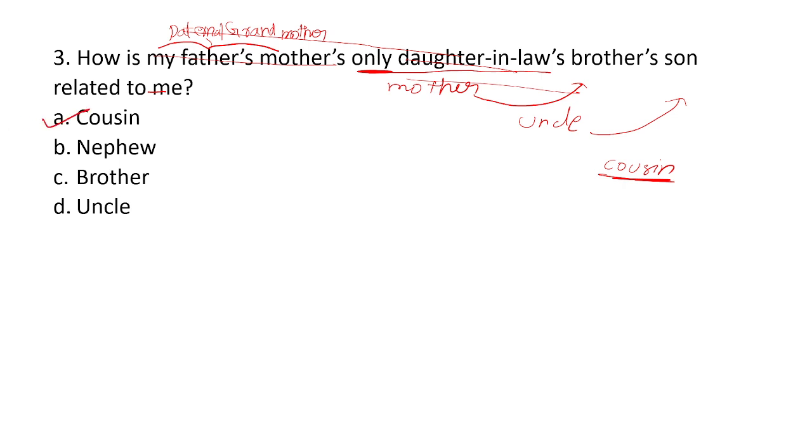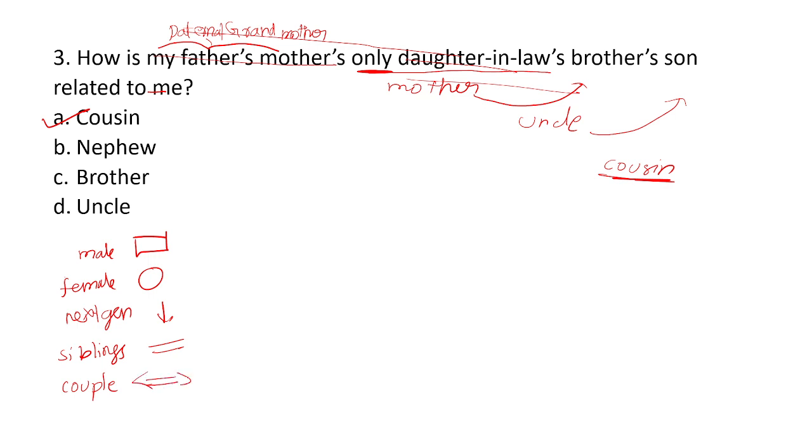If you are unable to relate this right away, I'm going to give you some help, guys. Here I'm going to use notations. For a male person, I'm going to use a box. For a female person, I'm going to use a circle. For generations, I'm going to use a downward arrow. For siblings, brother and sister, I'm going to use an equal-to symbol. The last important part is a couple, for which I'm going to use a double arrow. So I'm going to use these notations and try.